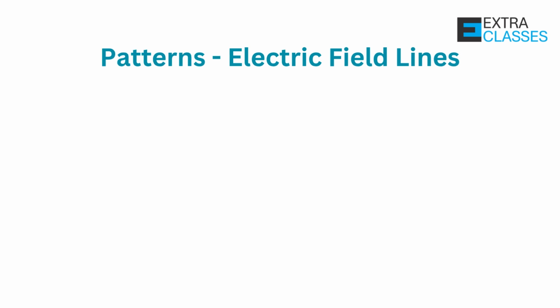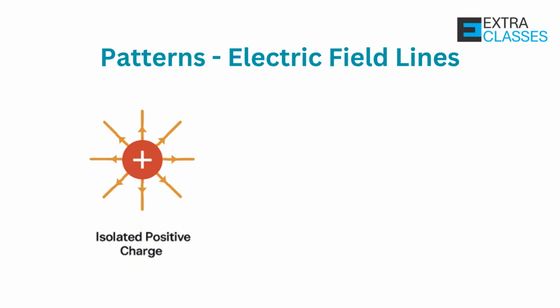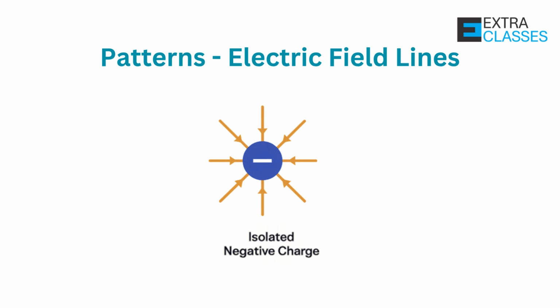Let's understand the field line patterns. For an isolated positive charge, lines radiate outward uniformly in all directions. Field is spherically symmetric, and lines are equally spaced on a spherical surface. Direction is away from the charge. For an isolated negative charge, lines converge inward symmetrically toward the charge. Strength increases as we move closer, and direction is toward the charge.